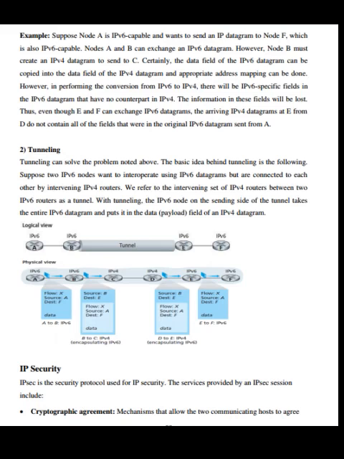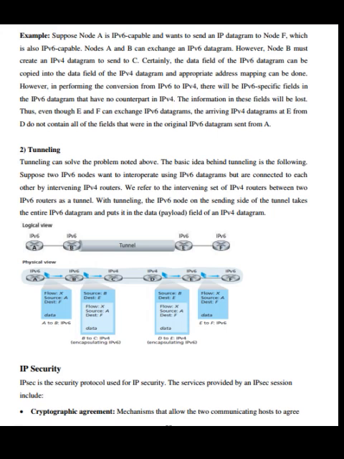For example, suppose node A is IPv6-capable and wants to send an IP datagram to node F, which is also IPv6-capable. Nodes A and B can exchange an IPv6 datagram. However, node B must create an IPv4 datagram to send to C. Certainly, the data field of the IPv6 datagram can be copied into the data field of the IPv4 datagram and appropriate address mapping can be done.